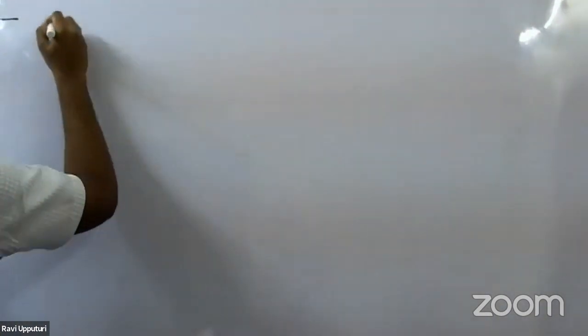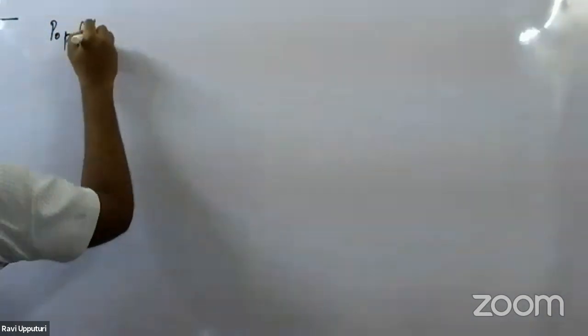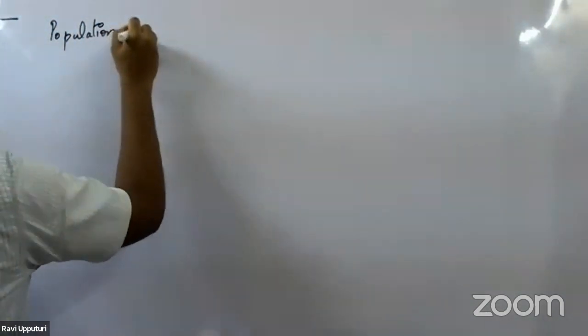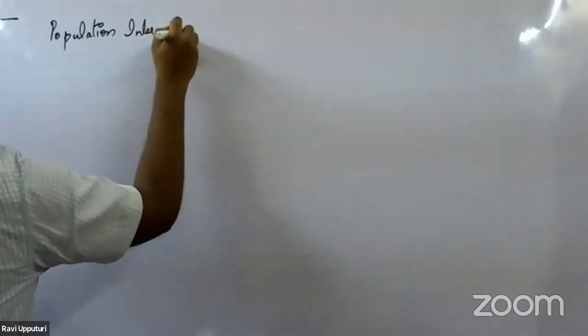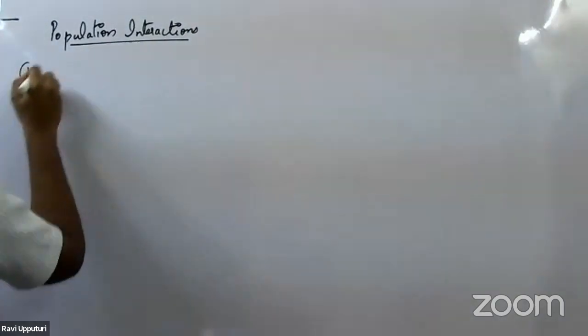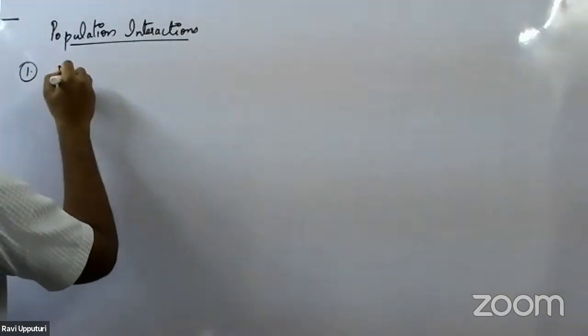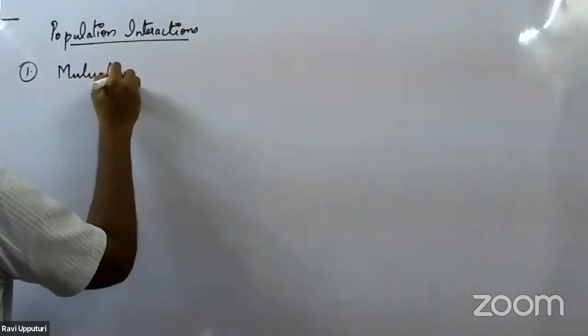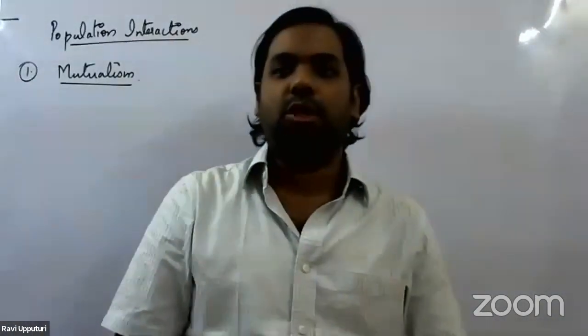So today, let us begin with the first type of interaction in the list, which is called mutualism. Let us take up population interactions. So the title is population interactions. And under population interactions, the first type of interaction we'll be taking up is called mutualism. Right. So in mutualism, what happens in this type of interaction?